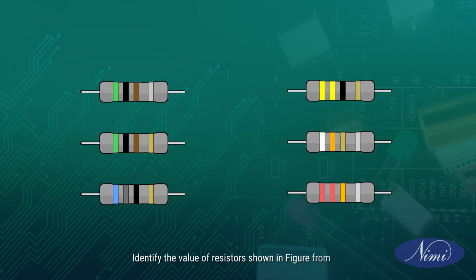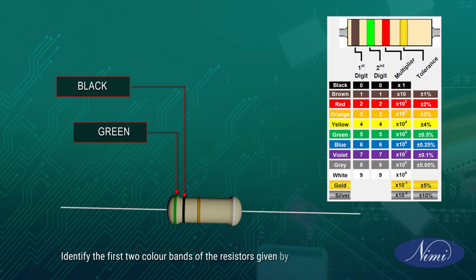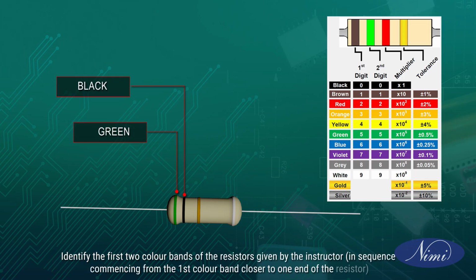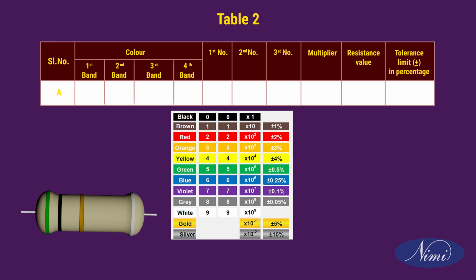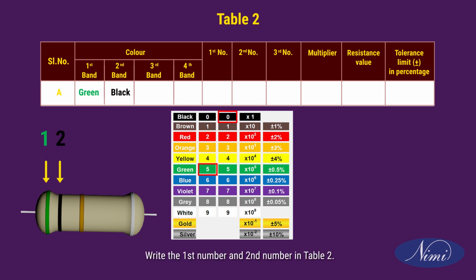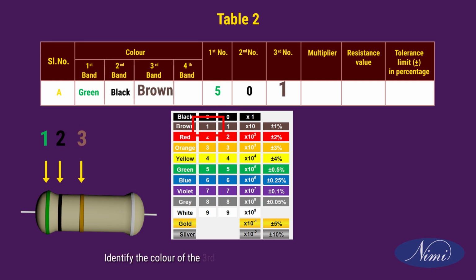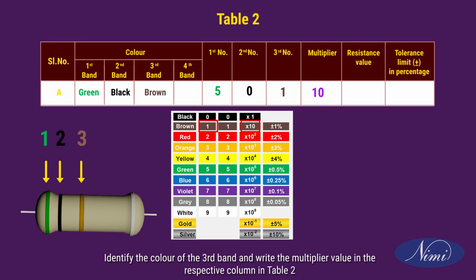Identify the value of resistors shown in the figure from the color bands and enter in table 2. Identify the first 2 color bands of the resistors given by the instructor in sequence commencing from the first color band closer to one end of the resistor. Write the first number and second number in table 2. Identify the color of the third band and write the multiplier value in the respective column in table 2.